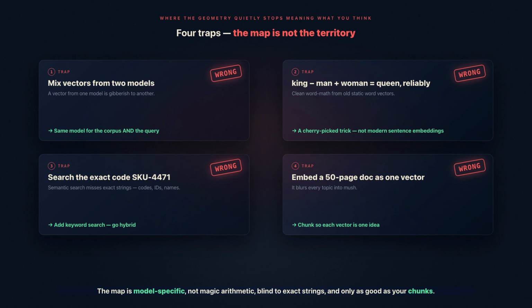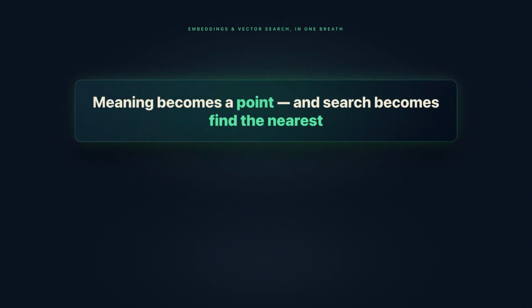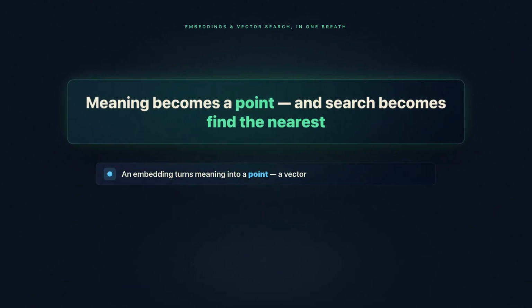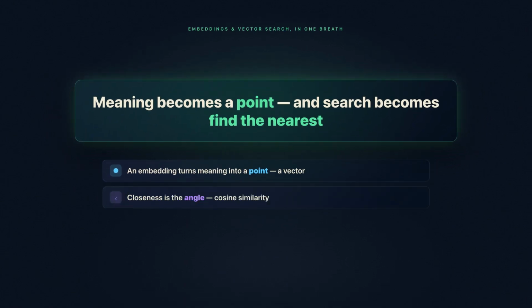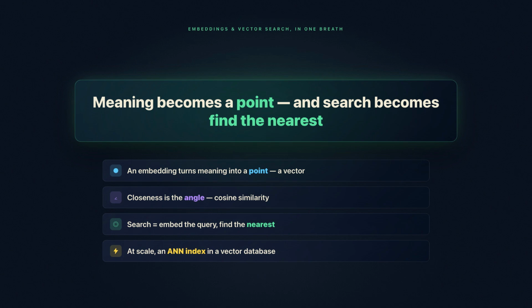So, the whole thing in one line. Embeddings and vector search in one breath. An embedding turns meaning into a point, a fixed length vector. Closeness is the angle between two points, cosine similarity. Search is embedding your query and finding the nearest points, semantic search, the retrieval in RAG. And at scale, an approximate nearest neighbor index inside a vector database makes it fast, meaning turned into geometry. That's the quiet engine under modern search.